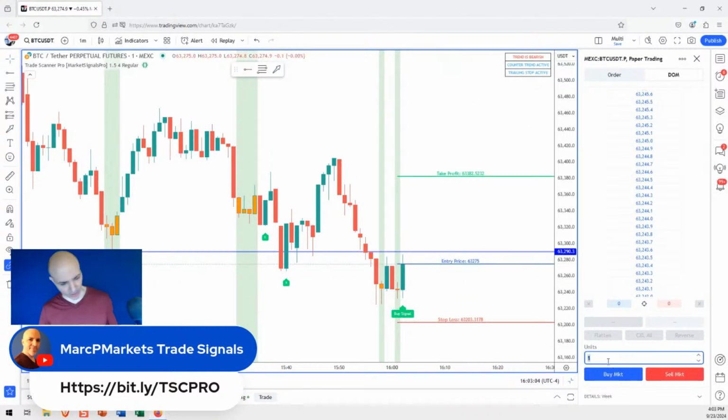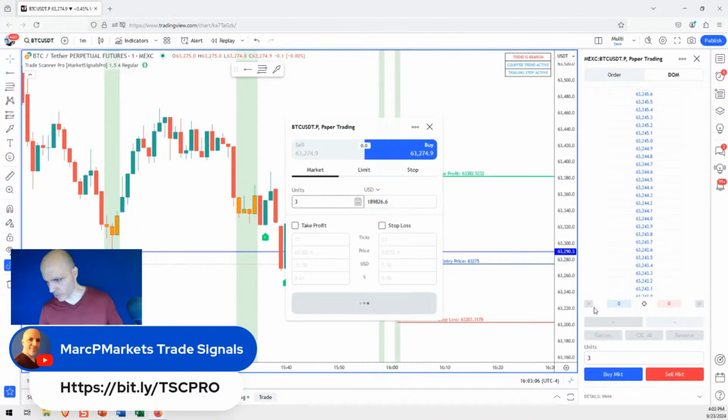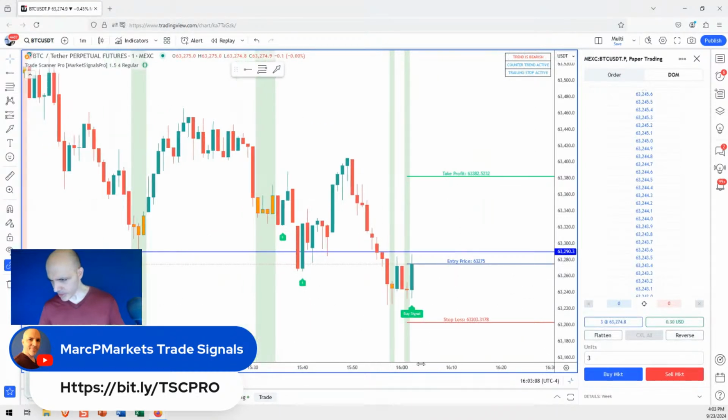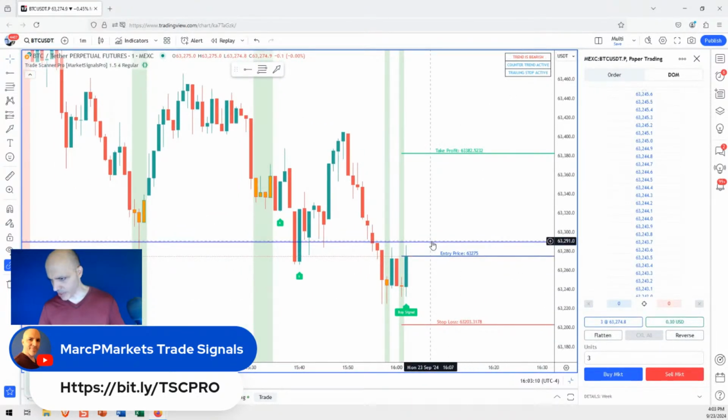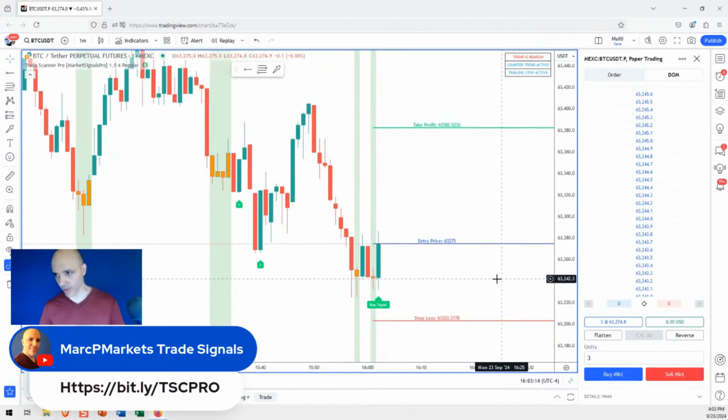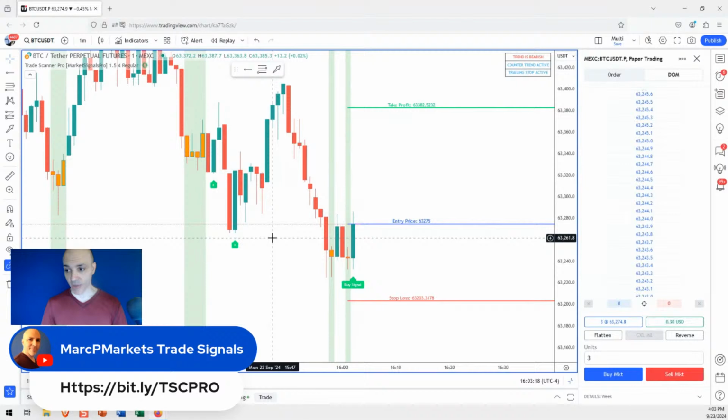I'm going to put on 3 lots. Okay, so I just bought 3 lots at the blue line there. Now I'm going to erase this blue line because I don't want confusion. So we know why it took that long. And this is a 1-minute chart. So what is the trade scanner telling us here?